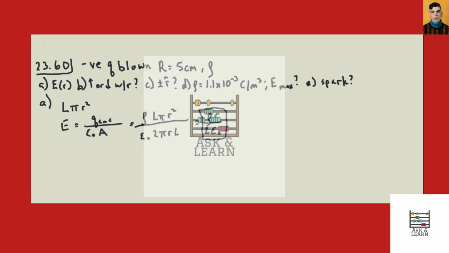If we're finding the electric field inside of the cylinder, this is linear in r, so it increases with increasing radius. The powder has a negative charge. This is just the magnitude of the field. But it has a negative charge, and so the field is directed inward.